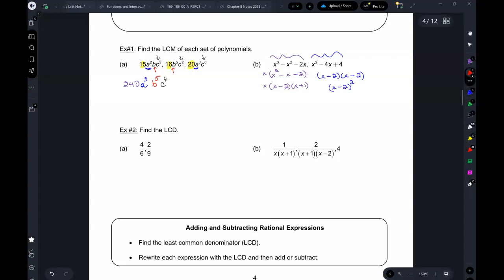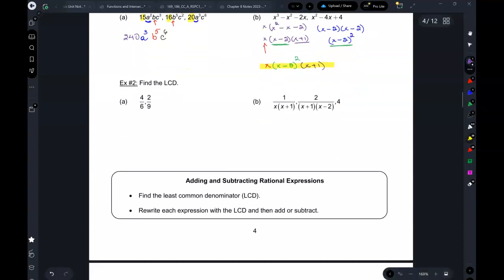Okay, so now let's see what we have here. We have an x, right? So we take one of that. We have an x minus 2 and an x minus 2 squared. Between the two of those, I'm going to take the one with the higher exponent. And then I have an x plus 1, so that would be my LCM. Notice every single type is represented, and I have the highest exponent if there are repeats.